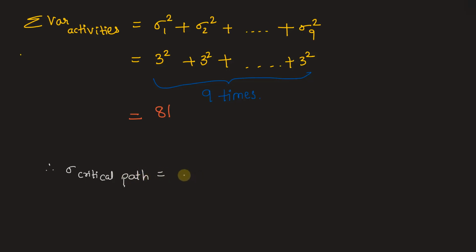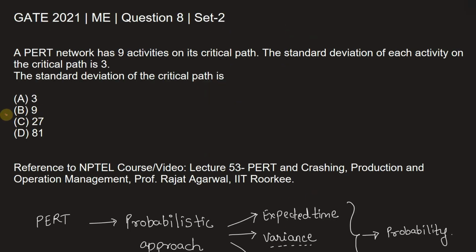Hence, the standard deviation of this critical path will be equal to root over the summation of the variance of activities on the critical path, and so it is equal to root over 81, which is nothing but 9. So our answer is option B, that is 9. The standard deviation of the critical path is 9.